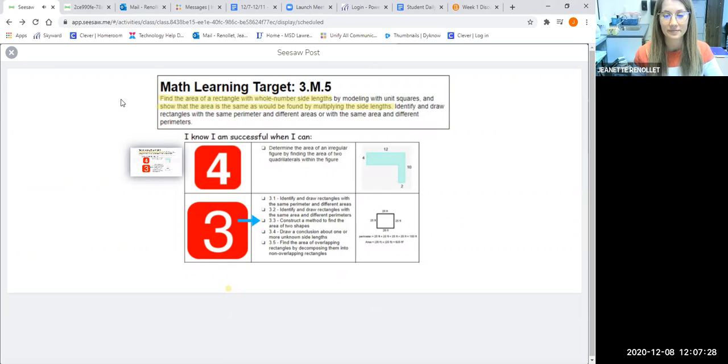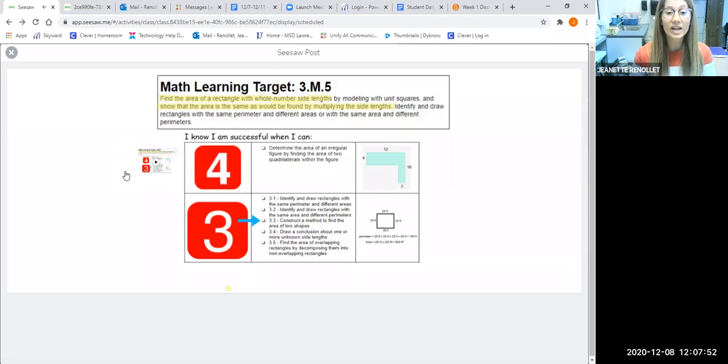Today, we'll continue our practice with finding the area of rectangles with whole number side lengths. We will focus on showing the area is the same when we multiply the side lengths as when we count the unit squares inside of the shape. We're focusing specifically on goal 3.3, constructing a method to find the area of shapes.